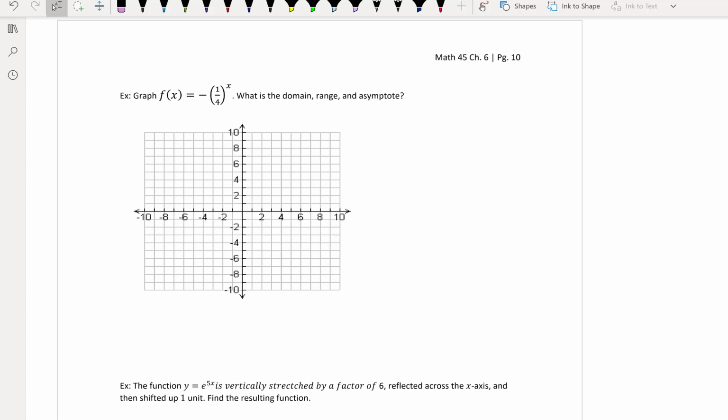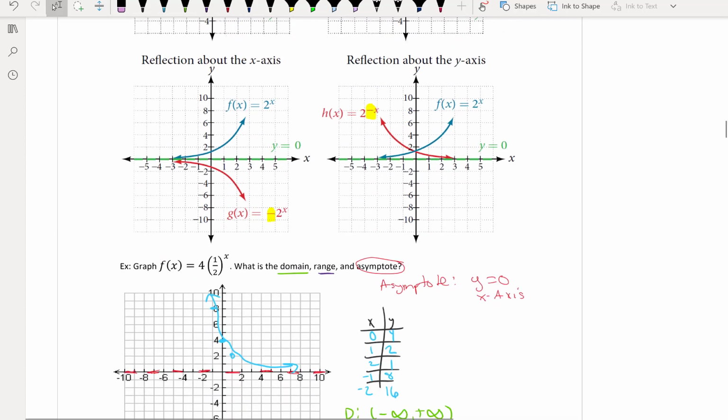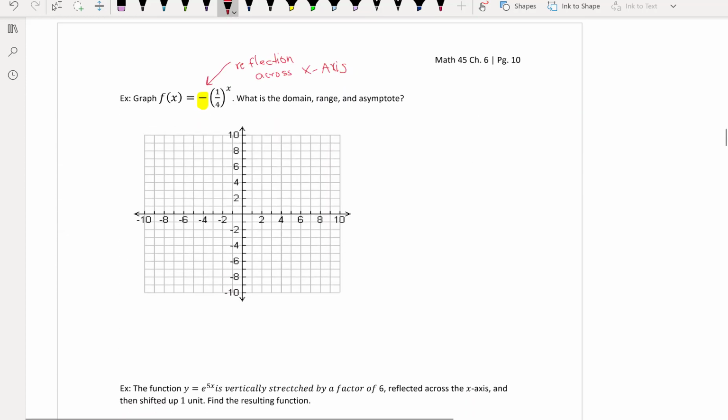So for this one, I notice that there's a negative out in front. So that negative out in front tells me that this is going to be a reflection across the x-axis. And the reason I know that is from here. So this is the reflection along the x-axis. The negative is out in front. Okay. So I know this is going to be kind of reflected. And I know what this is going to look like.